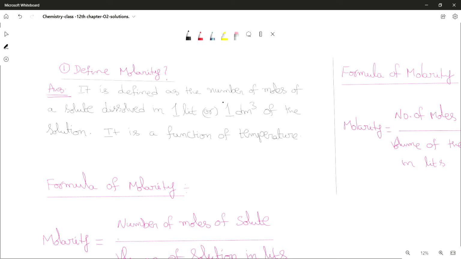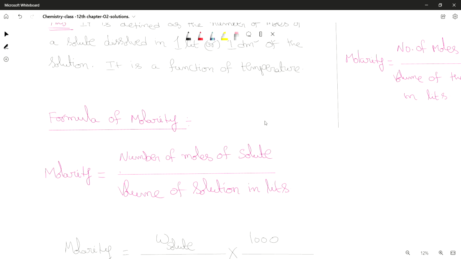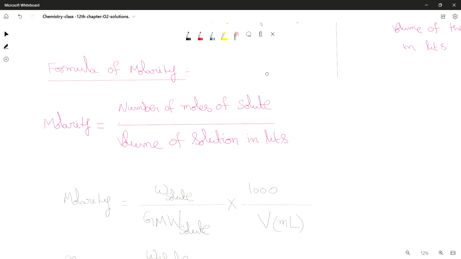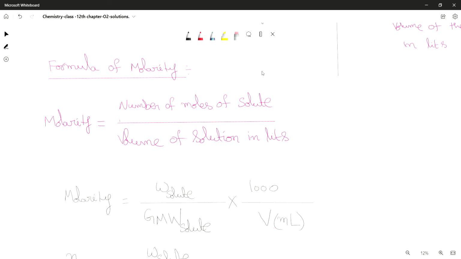It is defined as the number of moles of a solute dissolved in 1 liter or 1 decimeter cube of a solution, and it is a function of temperature. That is the definition of molarity. And now the question comes in, why is it a function of temperature? That we'll answer now.